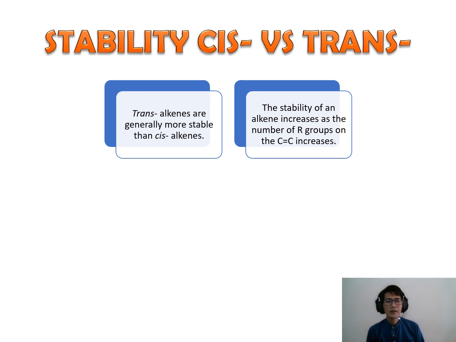Cis versus trans. So, agak-agak yang mana lebih stabil? Okay, so kat sini ada statement kat situ, the trans alkenes are generally more stable than the cis alkene. Okay, and the stability of an alkene increases as the number of the R group under CC increases. Okay, kita tengok statement yang pertama dulu. Okay, this is the first statement.